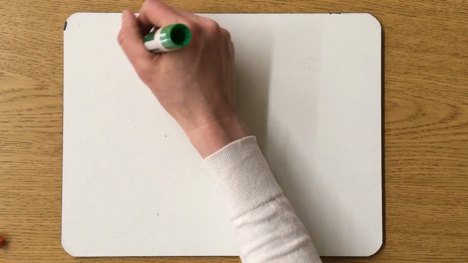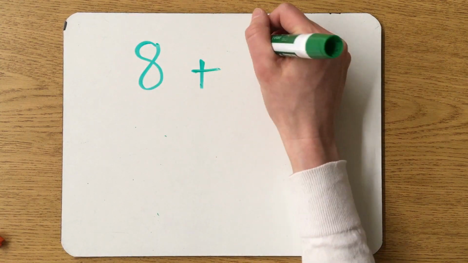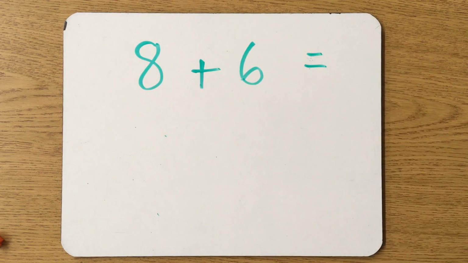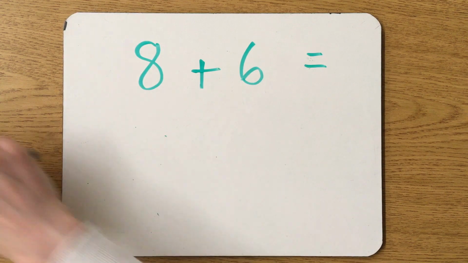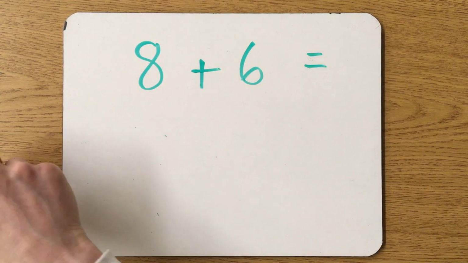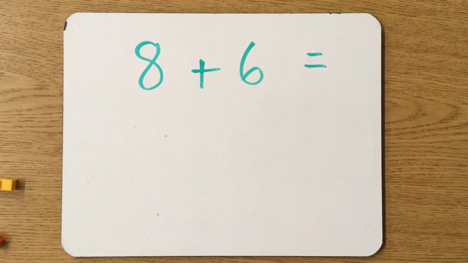Let's do a question with 8. Let's do 8 plus 6. I don't have any groups of 10. If I write these numbers in a different way, there won't be any groups of 10. So how can I make a group of 10? That's such an important number to work with.